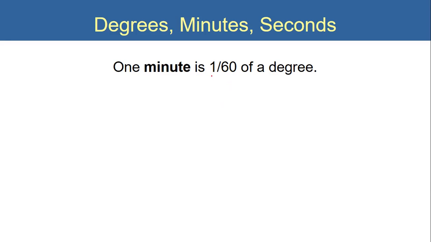So 1 minute is 1/60th of a degree. When we write that, we write it like this. In terms of angle measurement, a minute is written with an apostrophe. So 1 apostrophe means 1 minute. So if I've gone 1 degree, I've gone 60 minutes.